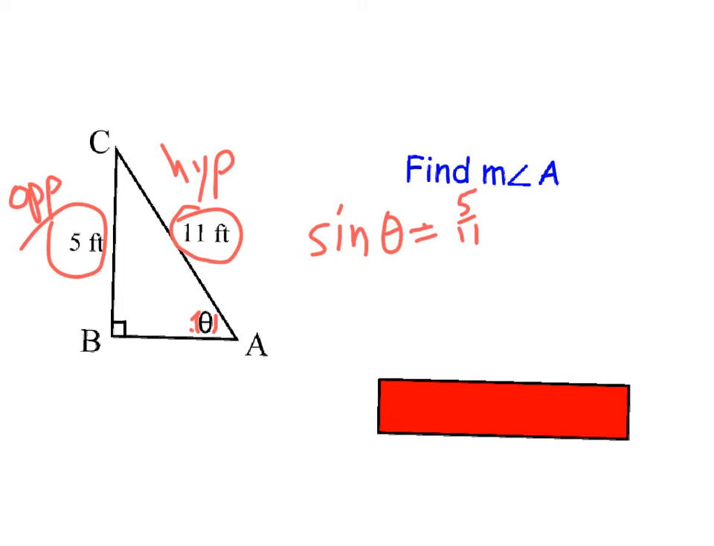If we did inverse sine to each side, sine inverse would cancel these ones, and sine inverse over here, we get theta is equal to sine inverse of 5/11. So if you type that on your calculator, make sure you hit the second button. You want sine inverse of 5/11.